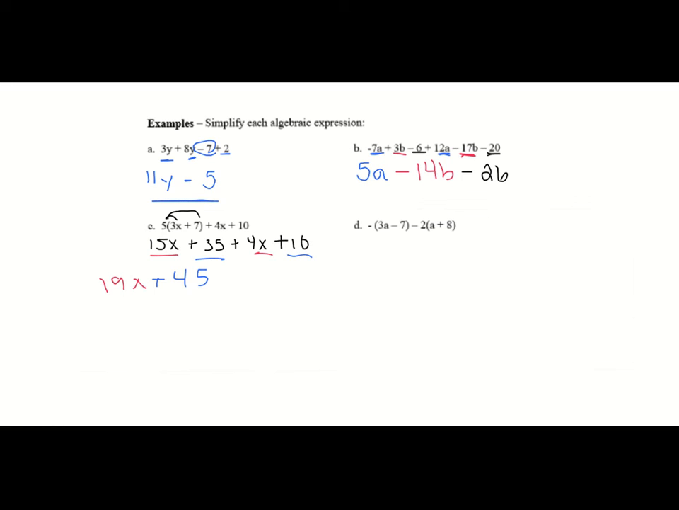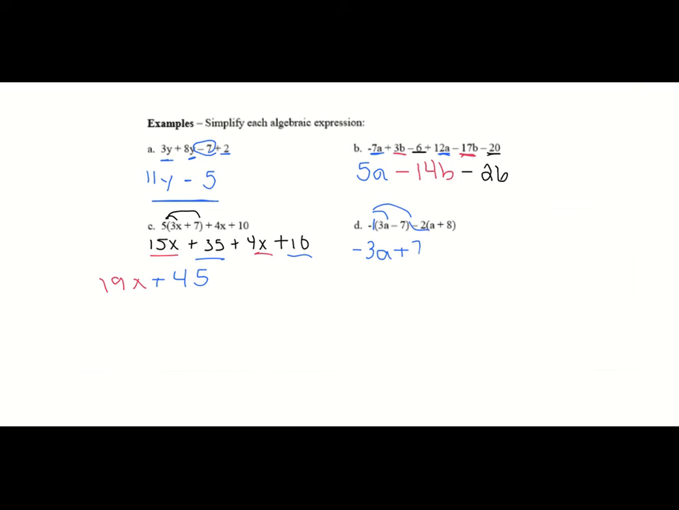Okay, now our last one. We have to distribute twice. For the first one, we have that negative sign on the outside. That means to take the opposite of everything on the inside. And really, if you don't see a number there, remember, it's that invisible 1. So it's -1 times everything on the inside. So -1 times a positive 3a gives me a -3a. And a -1 times a -7 gives me positive 7. So I've taken care of that distribution.